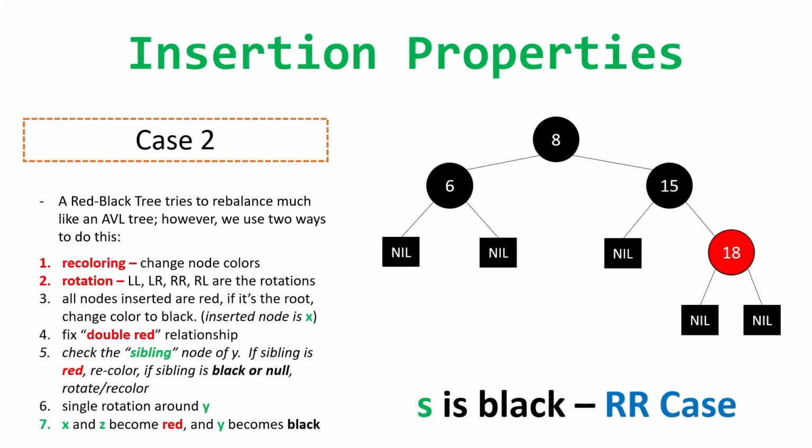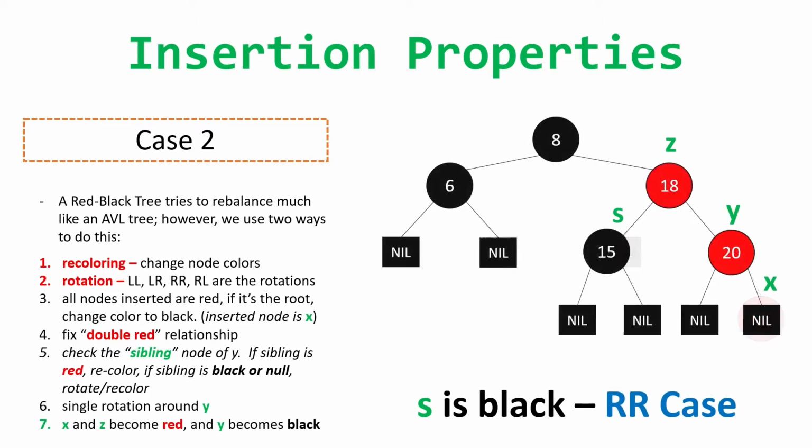Okay, let's take a look at another example. Now let's insert the node 20. So just like a binary search tree, it's going to be the right child of 18. So let's go ahead and label X, Y, Z, and the sibling. Well, the sibling is black, so we're going to do a single rotation around Y. In this case, this is a single left rotation. We relabel, and then we do some recoloring. X and Z become red, and then Y becomes black, just like the last case.